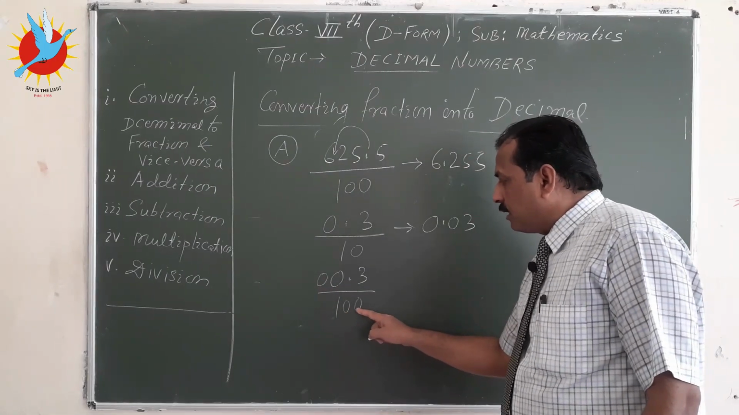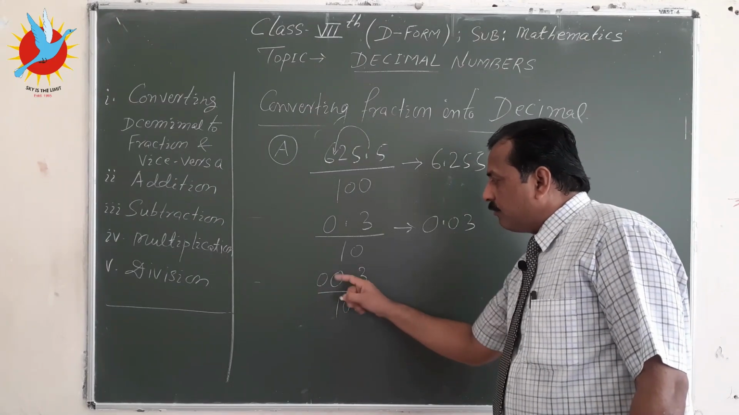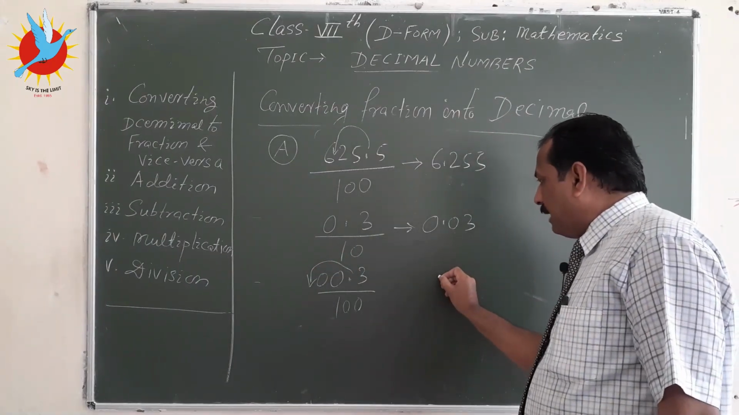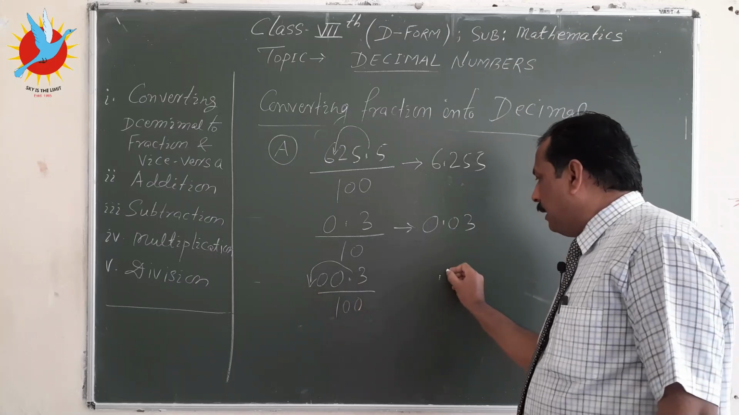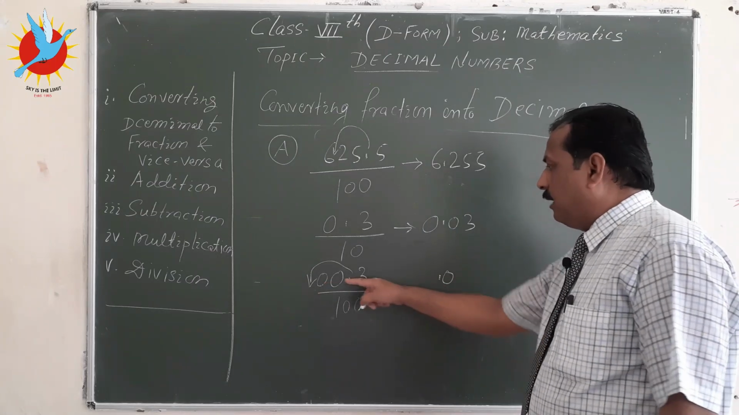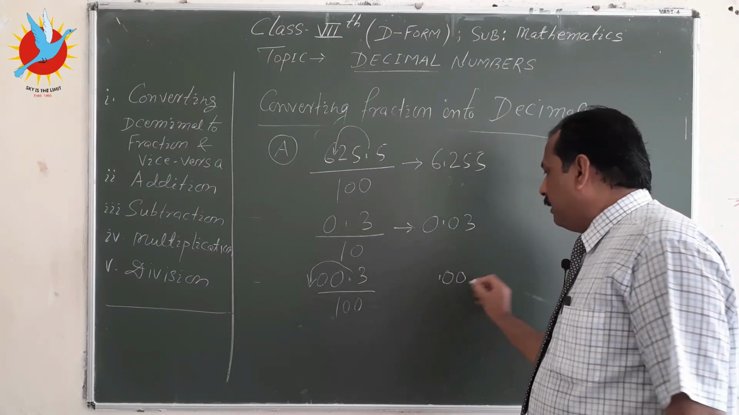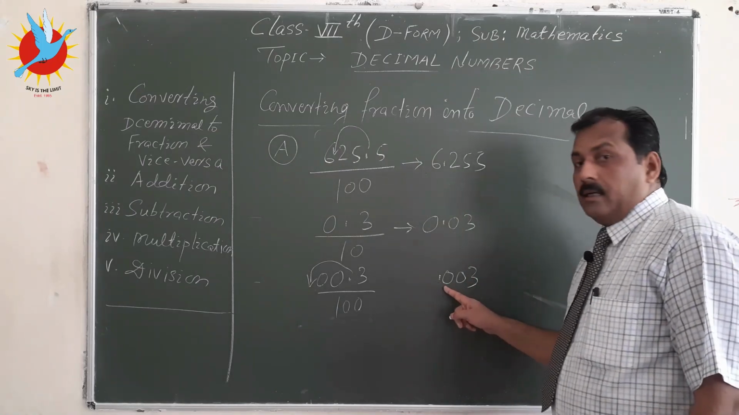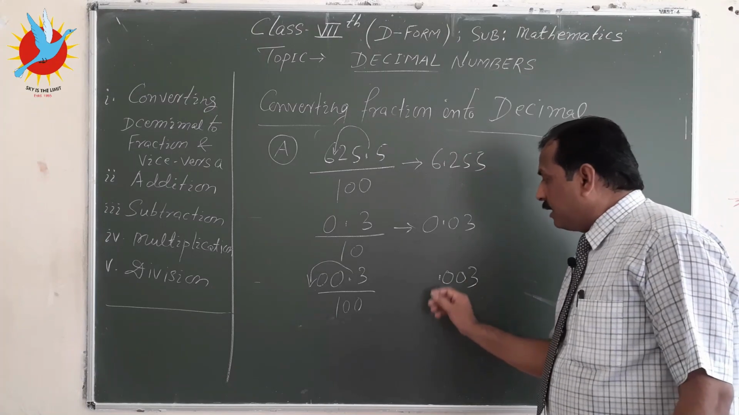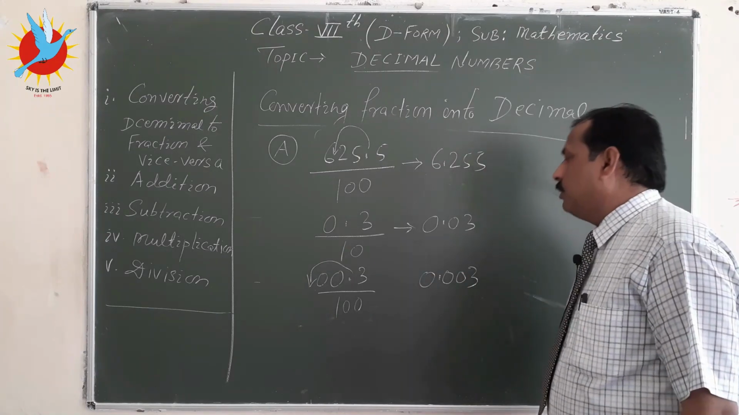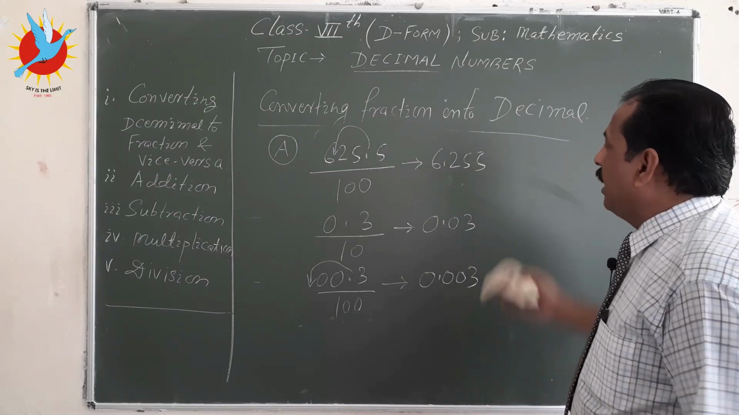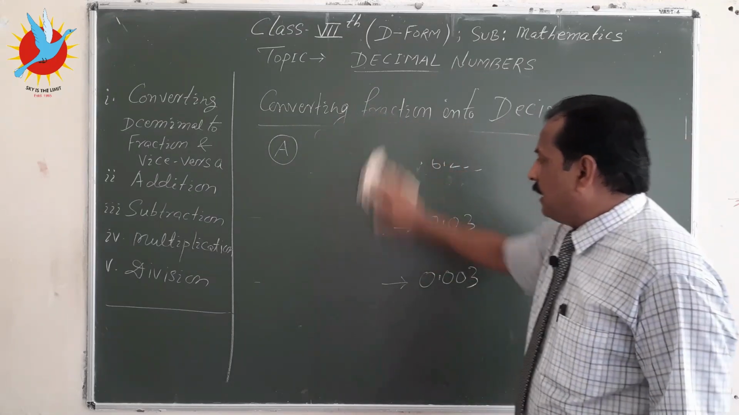And how many zeros are there? 1, 2. The decimal will be shifted 2 positions, so this will be the point, mark it here, then 0, this 0, then this 0, and then 3. This is a decimal number, and the whole number part is nothing, so we can add 0. So this is 0.003. I hope the meaning is clear at this stage.